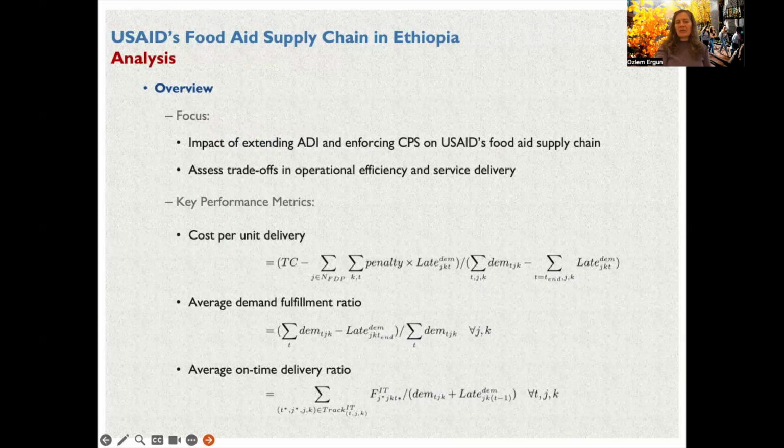So in our analysis, we looked at 3 performance metrics. One was just cost per unit delivered. And then the other 2 were looking at what was the average demand fulfillment ratio, which is, at the end of our entire planning horizon, how much of the actual demand were we able to deliver? Because sometimes even by the end of a 5-year period, we were not able to deliver all the demand.